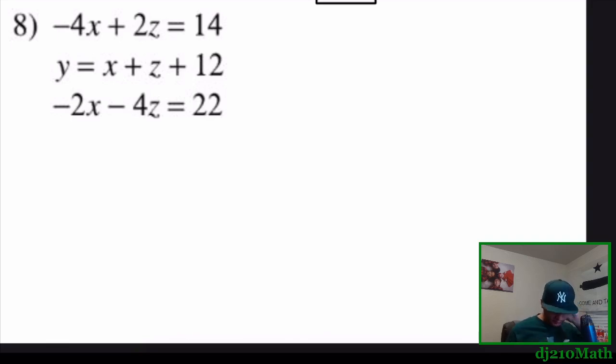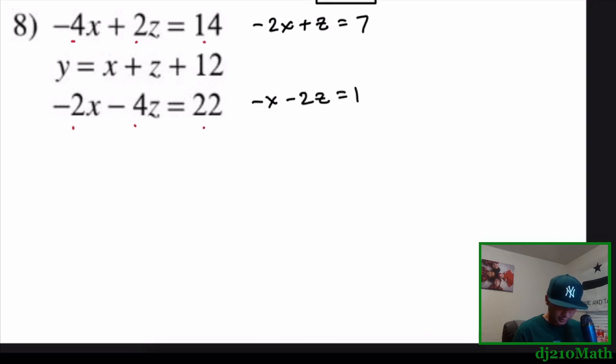All right, y is already solved, but nothing else has a y, so y can't go anywhere. How unfortunate is that? I'm going to rewrite these. Can you notice that they're all even numbers? I'm going to make the numbers smaller just to make life better, so I'm dividing by 2. So negative 2x plus z is equal to 7, and then negative x minus 2z is equal to 11.